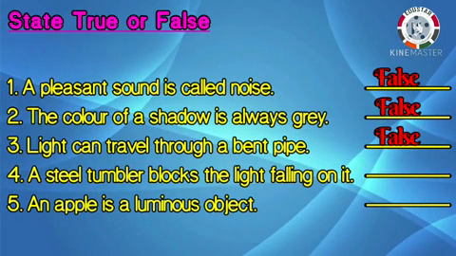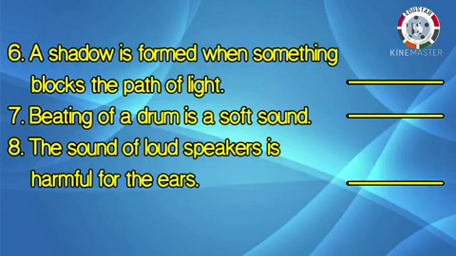4. A steel tumbler blocks the light falling on it. The answer is true. 5. An apple is a luminous object. The answer is false. 6. A shadow is formed when something blocks the path of light. The answer is true.